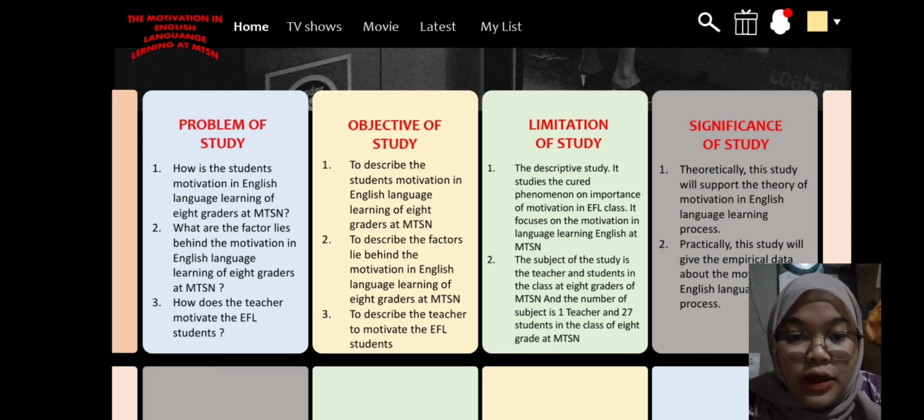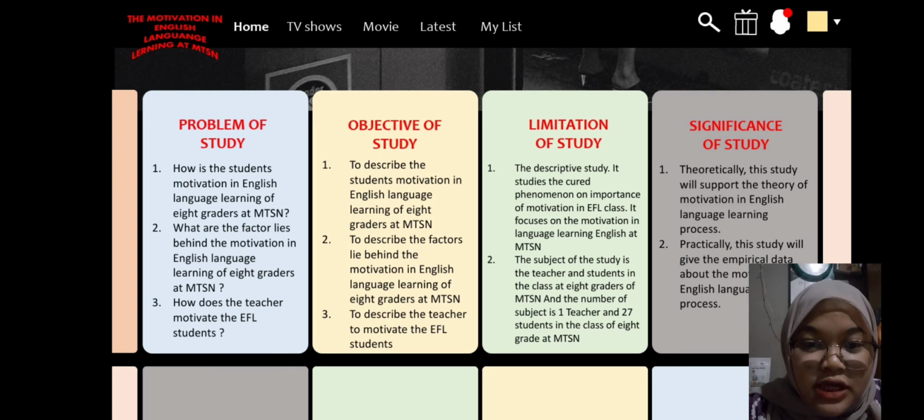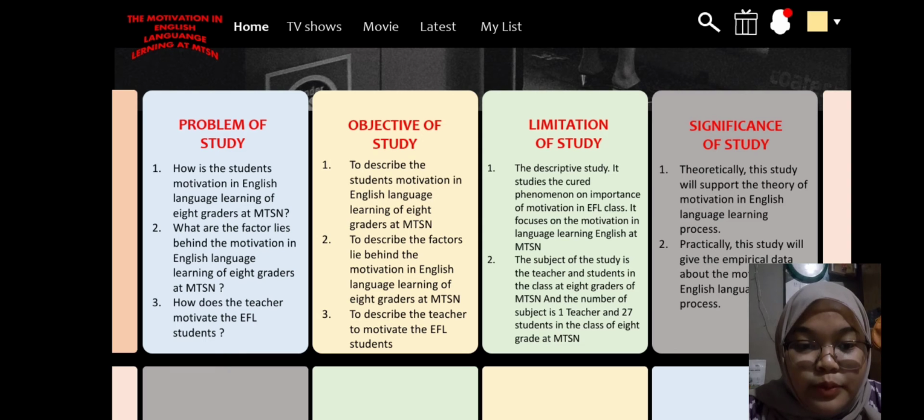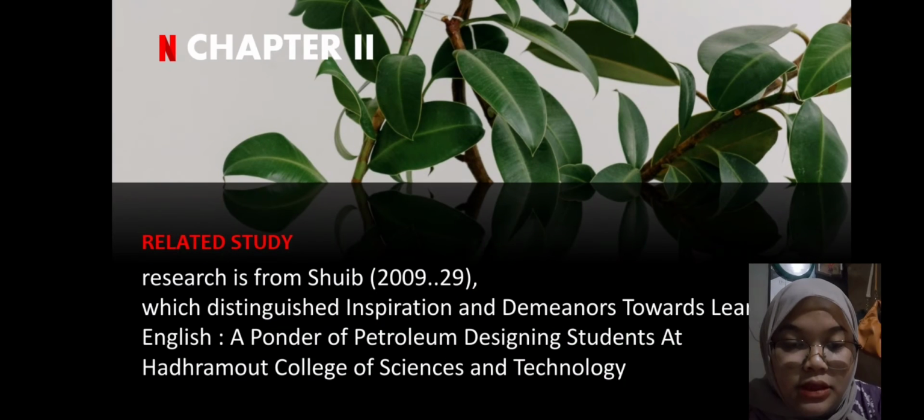The first is theoretically, this study will support the theory of motivation in English language process, and motivation gives benefit for researchers from the result of the study. And the second is practically, the study will give empirical data about the motivation in English language process.